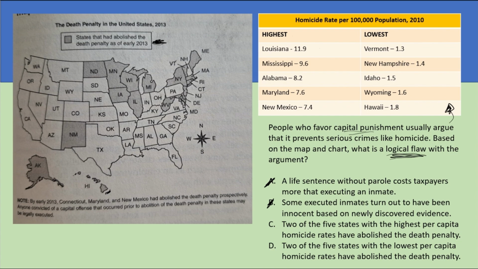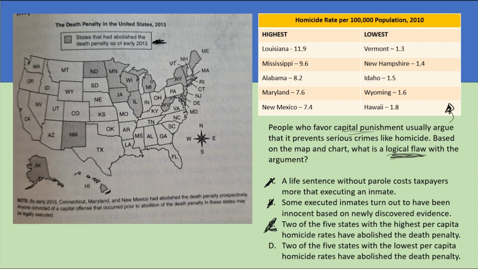C reads, 2 of the 5 states with the highest per capita homicide rates have abolished the death penalty. Okay, so even if we were to prove this to be true, that 2 of these 5 states on the left abolished the death penalty, and that's why they're on this list, that would not be a flaw. This C would actually be in support of the argument, because that's what the argument is saying, that if you had capital punishment, you wouldn't have homicide. Their homicide rates would not be high. Then turning around and saying 2 of these 5 states, the highest homicide rates, abolished their death penalty, look, now they're on this list, is not a flaw. It is supporting the argument, and that is not what we want. We want the flaw. So because C is supporting my argument, C is out the window.